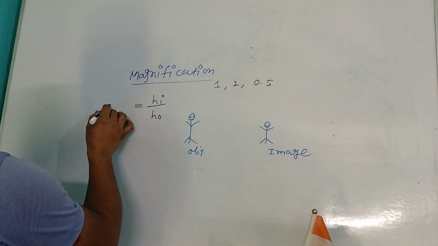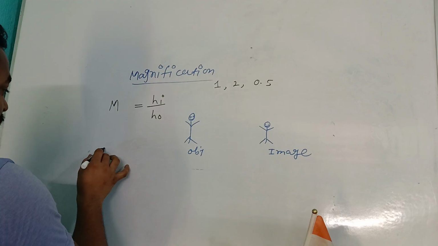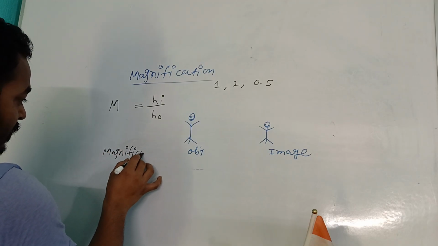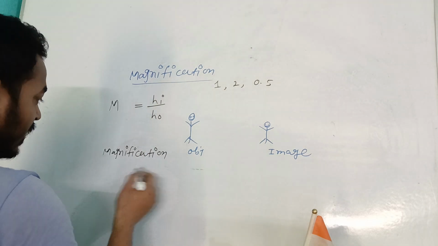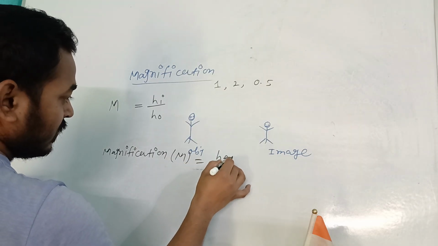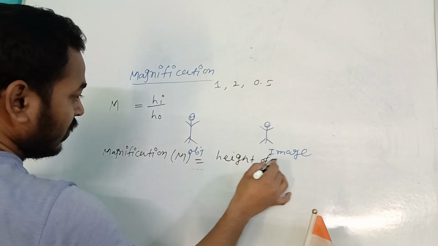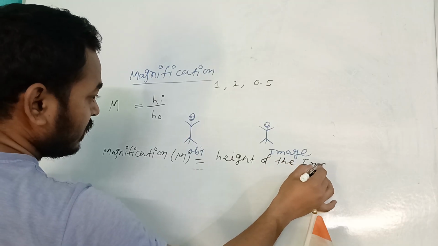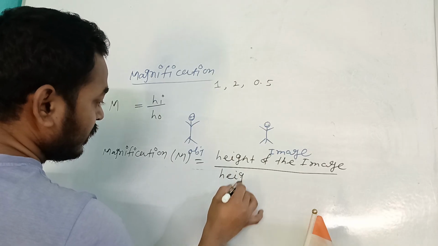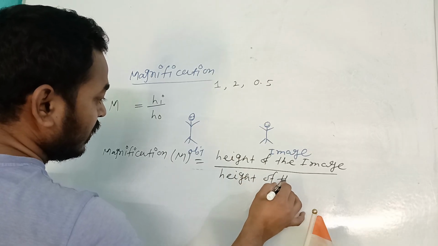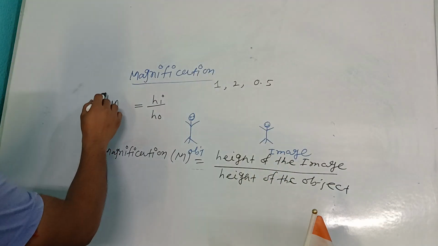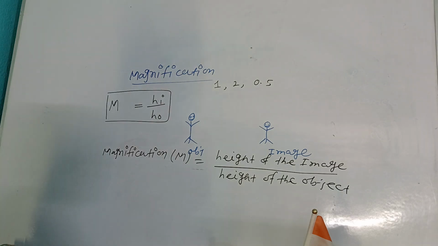So magnification is denoted as m. We can write magnification m is equal to height of the image divided by height of the object. Done. So magnification is the height of image to the height of object.